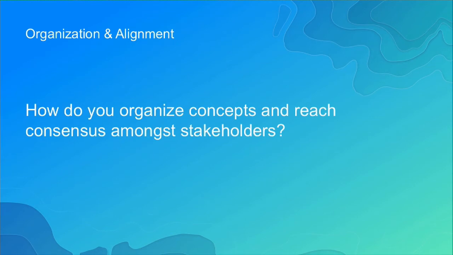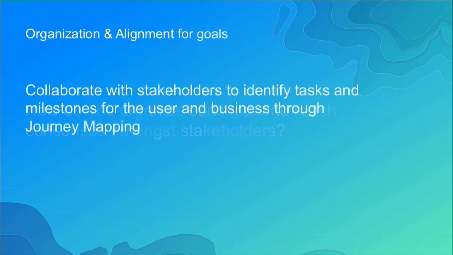So how do you organize concepts and reach consensus among stakeholders? This is a tough one, right? Like how do you get that alignment so that you actually go towards something? It's not just coming from your product owner, it's coming from maybe a stakeholder, a business owner, that kind of thing.